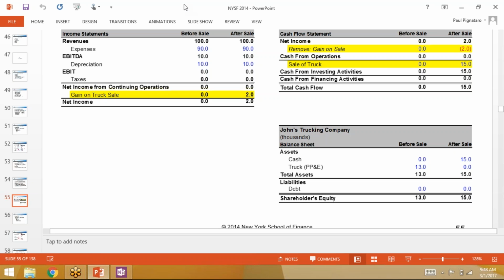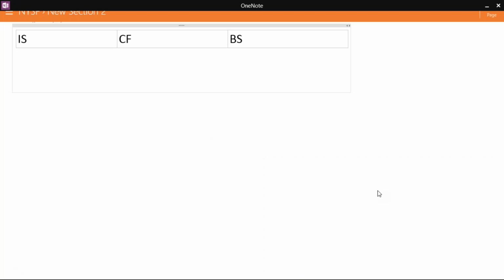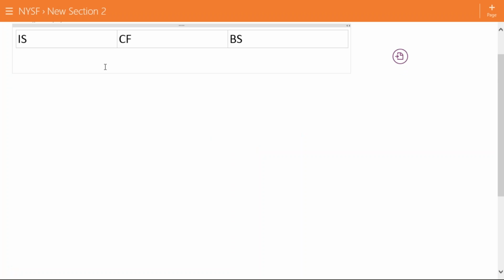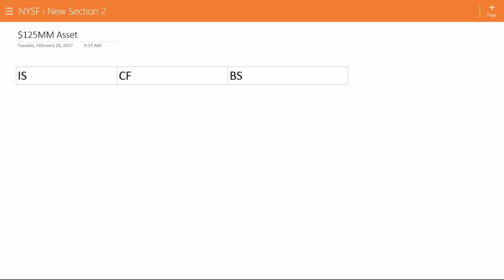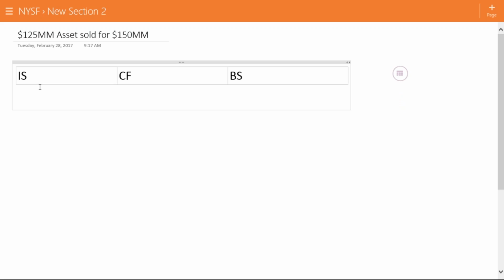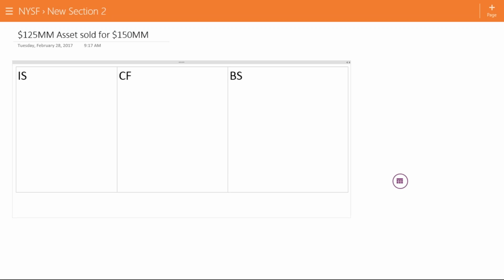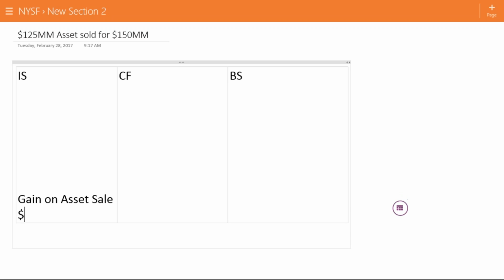Start with the income statement. Think it through. Okay, what do you guys think? Let's step through it together. When you sell a $125 million asset for $150 million, it is a gain. You receive more money than what it's worth, right? So what happens then? Gain on sale, under the net income, income statement. Yes. So we have a gain on asset sale of 25 million.